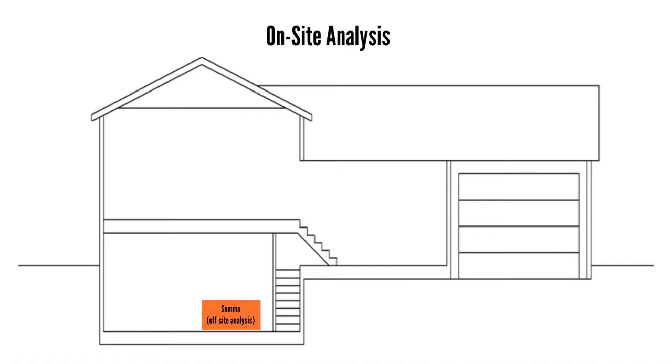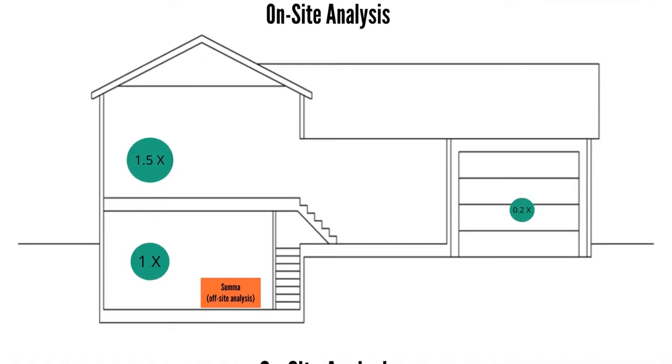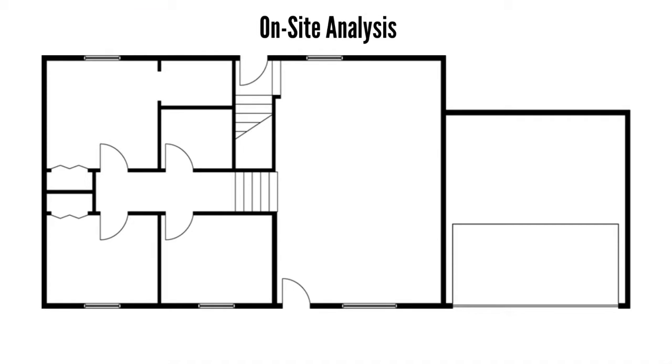So we take our instrument into the building, and the first thing we'll do is test the different levels of the building, the different floors. In this example, we tested the basement, we tested the garage, and then we tested the main floor. And we found out that PCE levels were higher on the main floor of the building. So next we're focusing on the main floor because that's where we're seeing the highest concentrations.